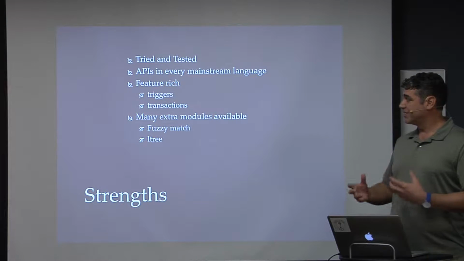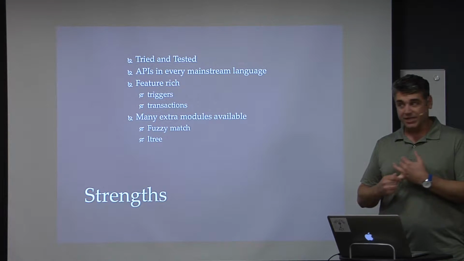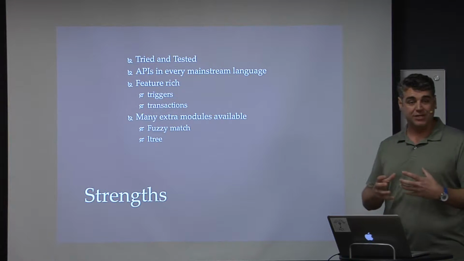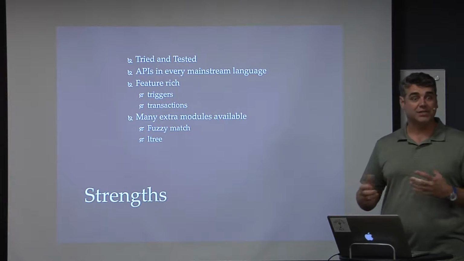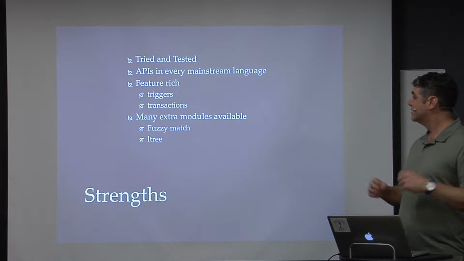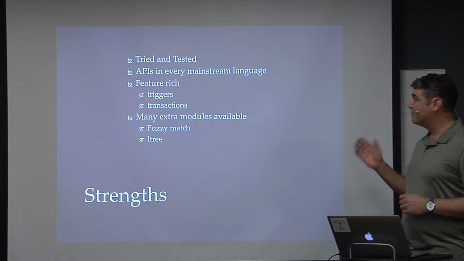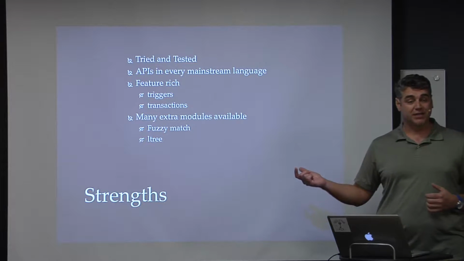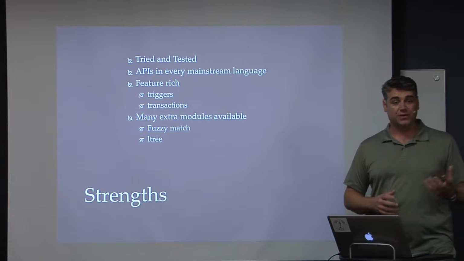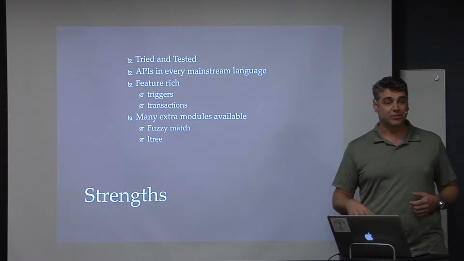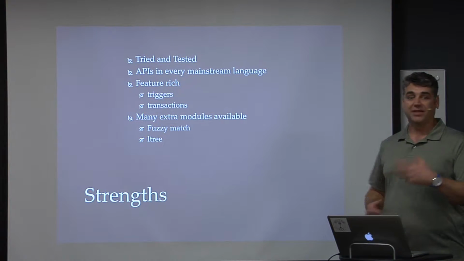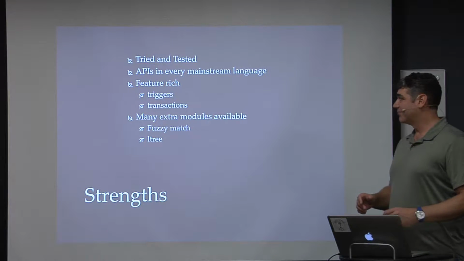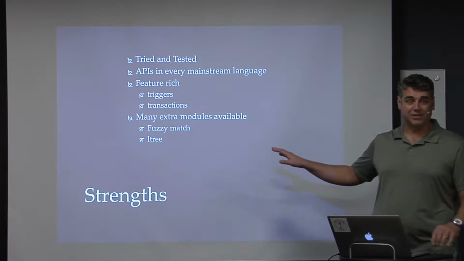Amongst the more advanced features are triggers, so you can do things in the database upon actions, and of course transactions. That helps a little bit with the ACID. And of course, there are many extra modules available. Like if you need to do fuzzy match, you don't have to write your own algorithm for it. It is a module that you install into your PostgreSQL, and you have a new command that does fuzzy match. It is a really interesting read.